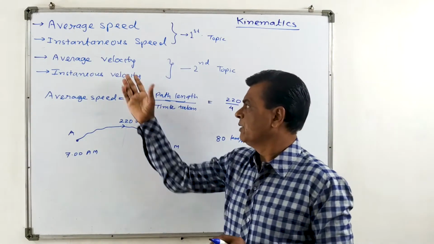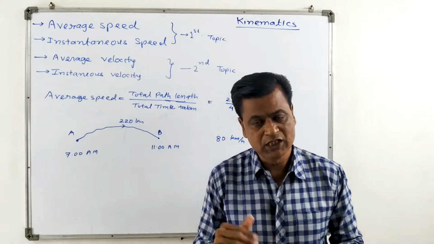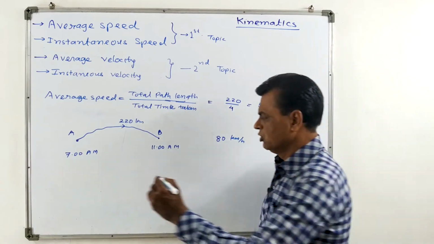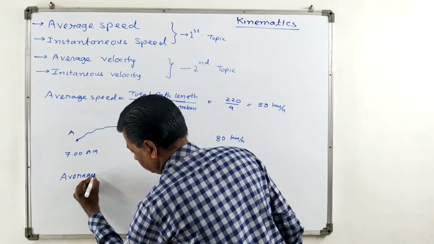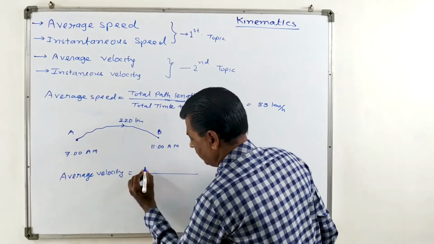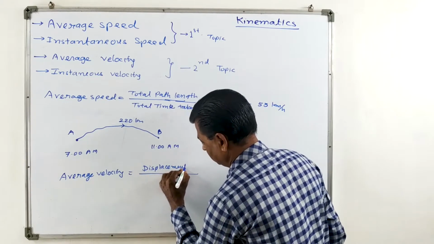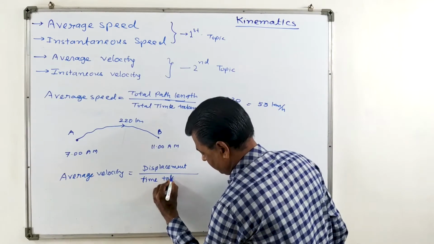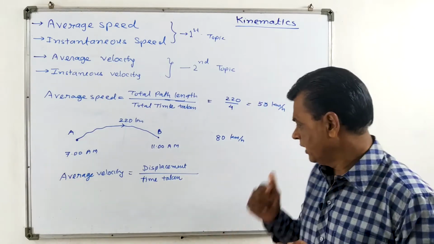Now I will discuss the second topic, that is average velocity and instantaneous velocity. So what do you mean by average velocity? Average velocity is the ratio of the displacement to the time taken for the displacement. So average velocity is equal to displacement divided by time taken. Average velocity is a vector quantity.